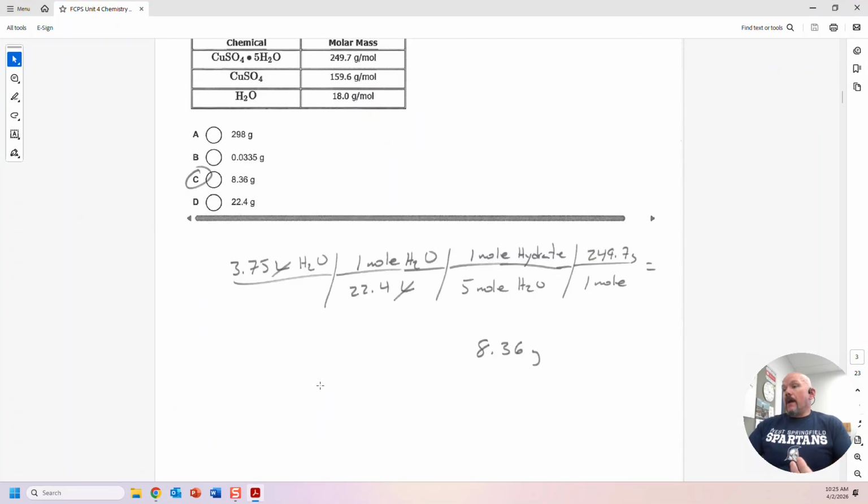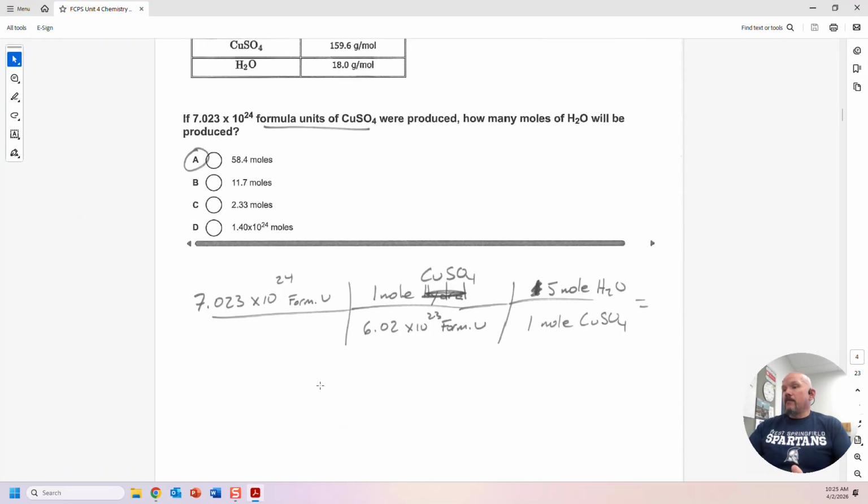So what do we have to do? Take what we're given and convert it to moles. How do we take particles and convert it to moles? We divide by Avogadro's number. So we would take our number of formula units, divide by Avogadro's number. That would give us moles of that compound, copper sulfate in this case, then times 5-to-1, and that would give us moles of water. If it wanted grams of water, we'd have to do one more step where we multiply by the molar mass of water, but it didn't want grams, it wanted moles. So we just have to do the math, and that's where it stops.